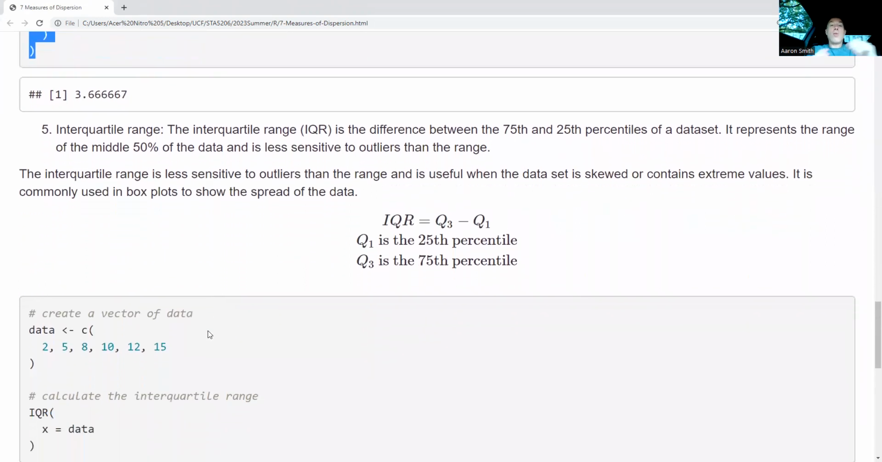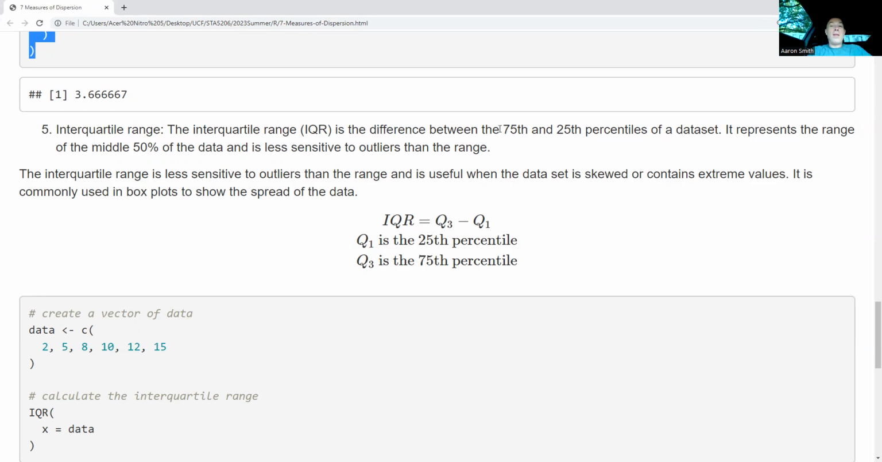Now, the next one is the interquartile range. And this is the measure of dispersion that we typically use when we're looking at box plots. So here we're going to take the third quartile and the first quartile, subtract them, and that is our interquartile range.